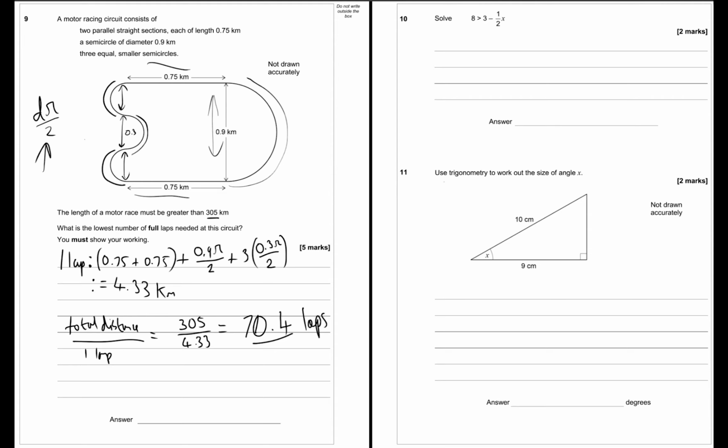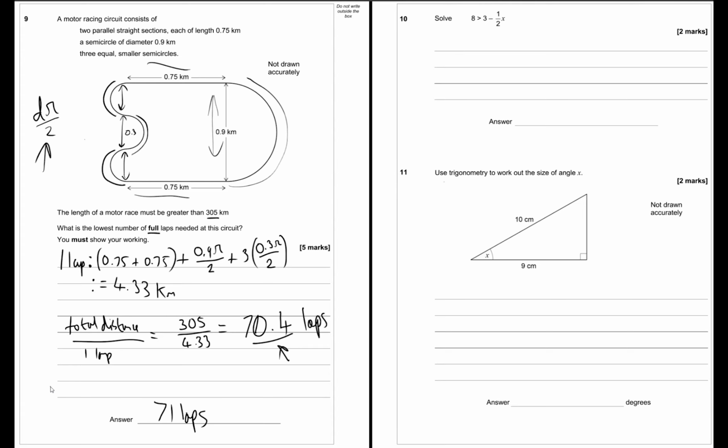But we need to do full laps. So we can't just end the race on 70.4 laps. We need to finish the lap. So we just need to finish the lap, don't we? So instead of 70.4 laps, we're going to drive all the way to the start finish line. So your answer is going to be 71 laps. And that is question 9 done.